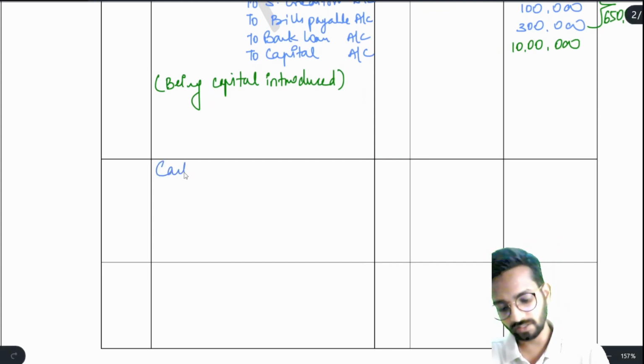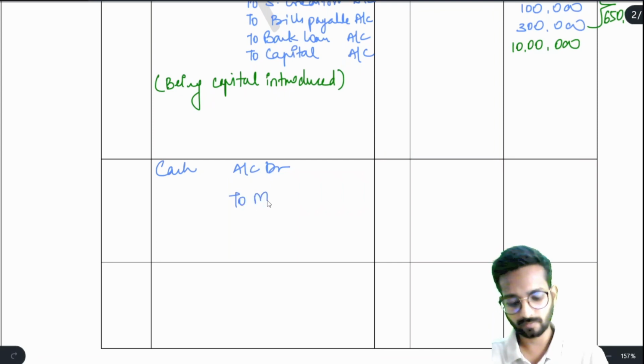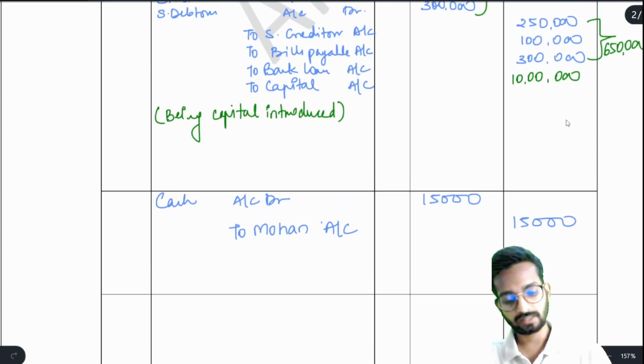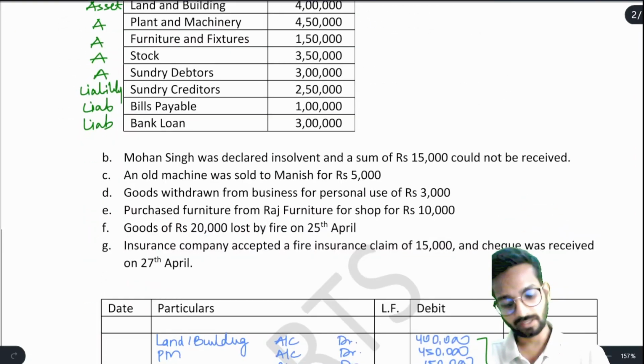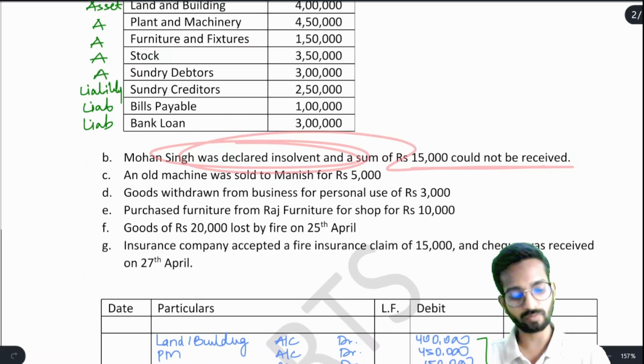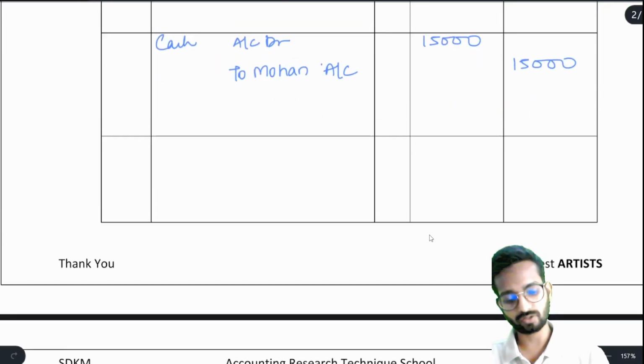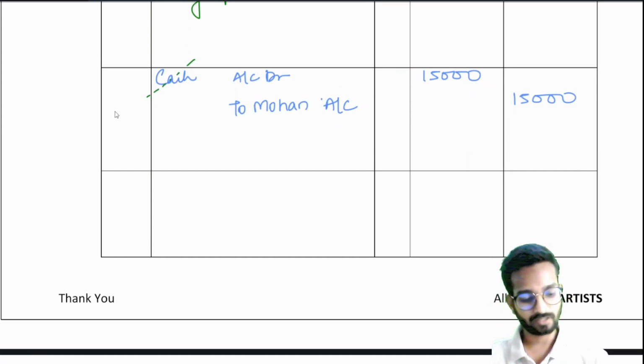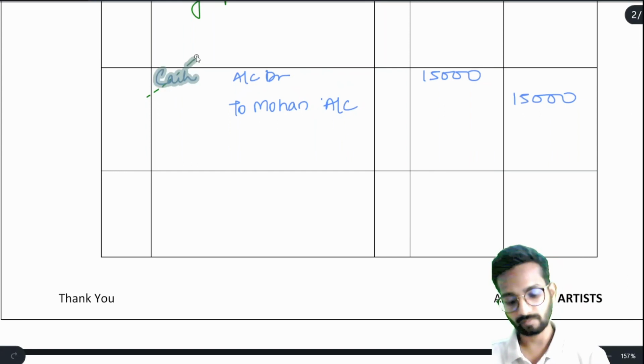We would have written cash account debit to Mohan's account, 15,000 and 15,000. But the problem is they are saying that he has become insolvent and he is not giving me any money. A sum of 15,000 could not be received. If the sum of 15,000 could not be received, then you cannot write cash here. It has become your bad debt. So what will we write? We will write bad debt.